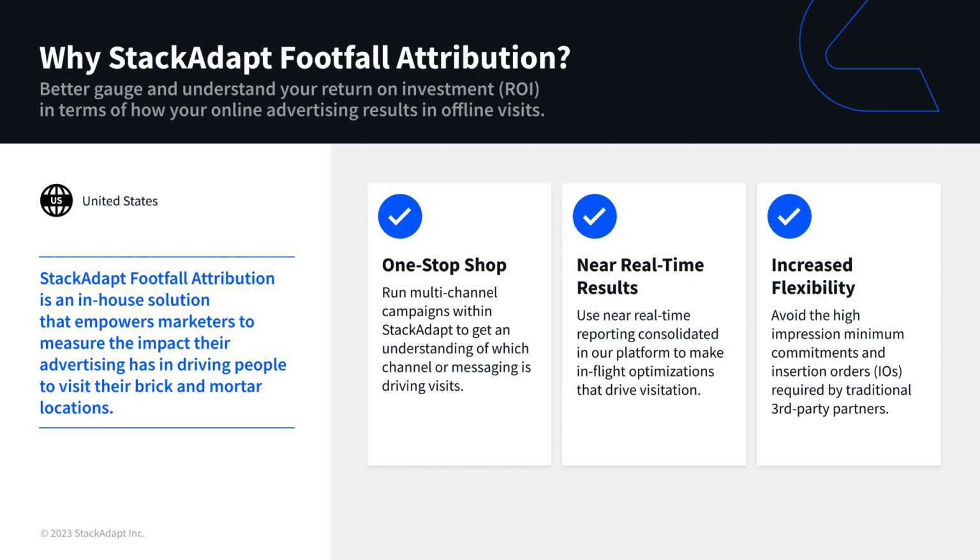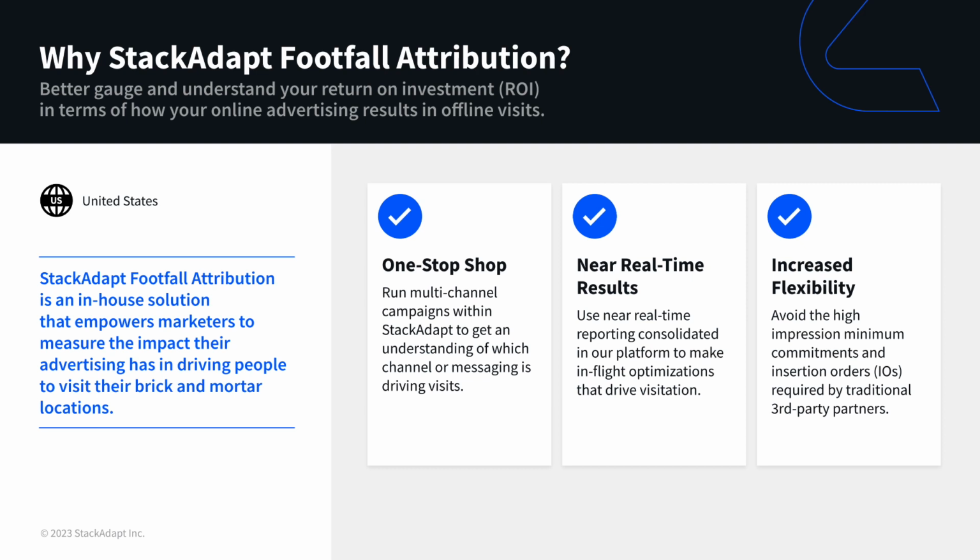So you don't have to use a different dashboard or get manual reports from a different partner. You'll directly get PlaceIQ's location data directly from the platform, so you can go ahead and buy and optimize in real time. You'll get your real-time results as well, reporting consolidated in our platform to make in-flight optimizations that drive visitation very easy. And the final one just being increased flexibility.